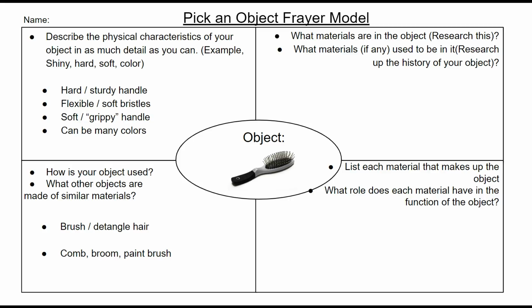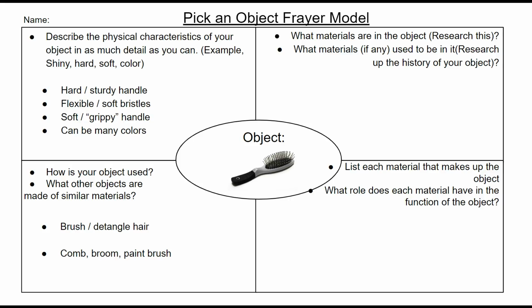So next you need to fill out that bottom square on the left and write down how your object is used, and what other objects you can think of that are made of similar materials. Again, if you're doing this on the digital Frayer model on the assignment, fill it in there. Or if you are doing it on handwritten paper, do it there.